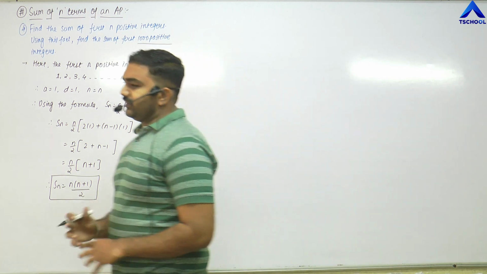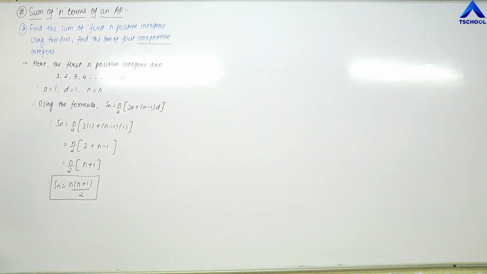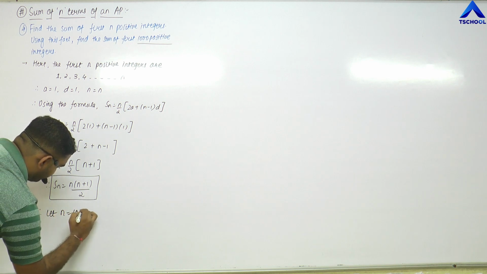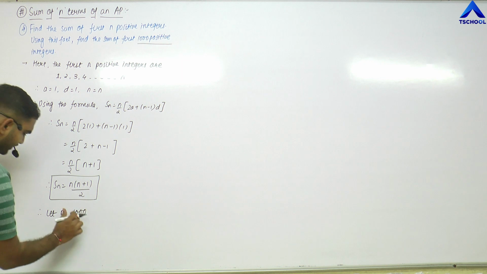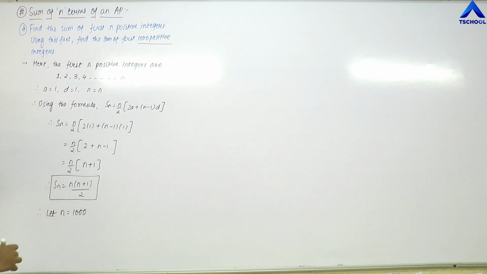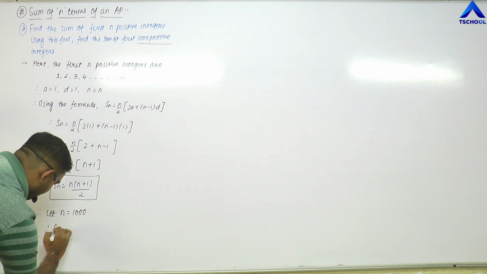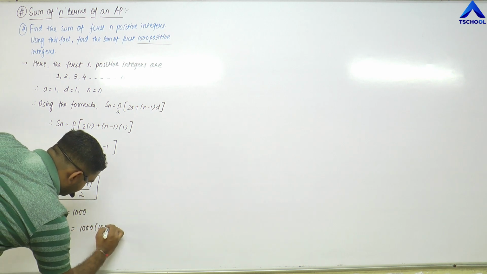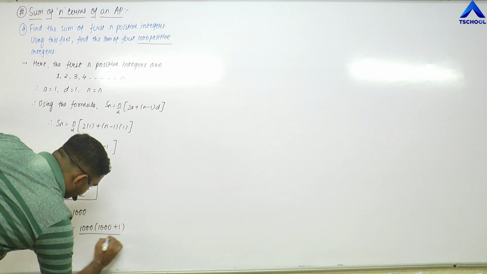Both the things are correct, right? If you speak n into n plus 1 by 2, or if you speak n by 2 into n plus 1, both the things are correct. Now we need the sum of first 1000 positive integers. Therefore let n equal 1000, right? Therefore S 1000 equals 1000 into 1000 plus 1 upon 2.